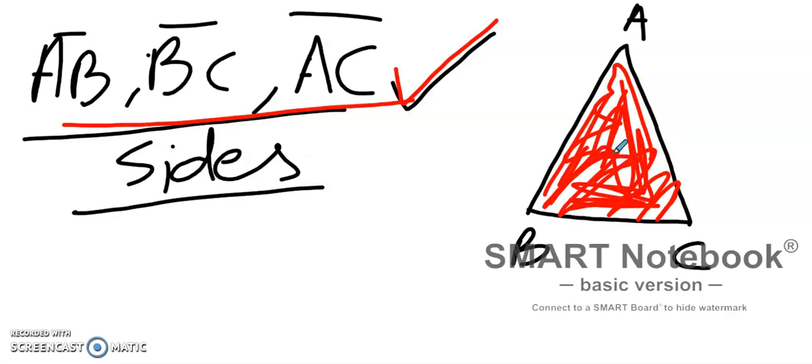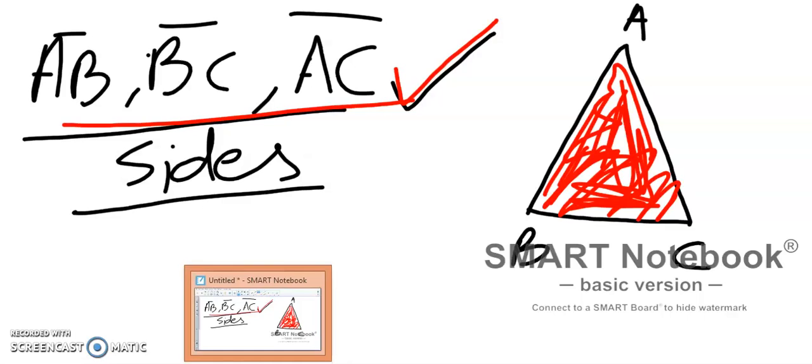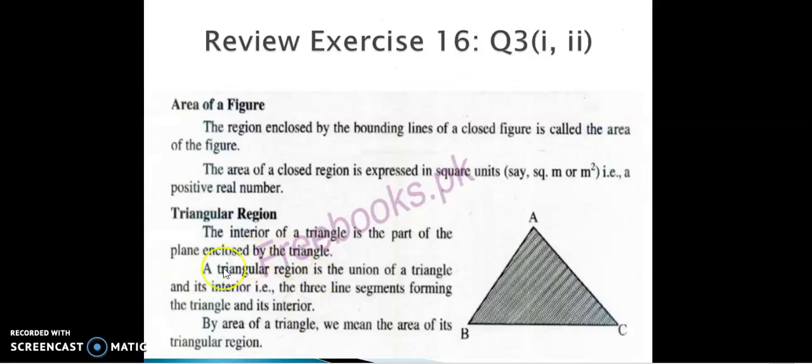So basically, the bounding lines, that is AB, BC, and CA, and the interior of the triangle, collectively, they are known as triangular region. So this is the basic definition. A triangular region is the union of a triangle and its interior, that is, the three line segments forming the triangle and its interior. By area of a triangle, we mean the area of its triangular region.